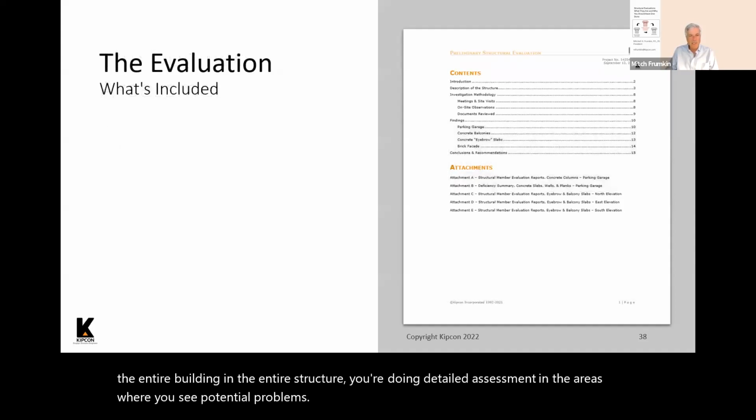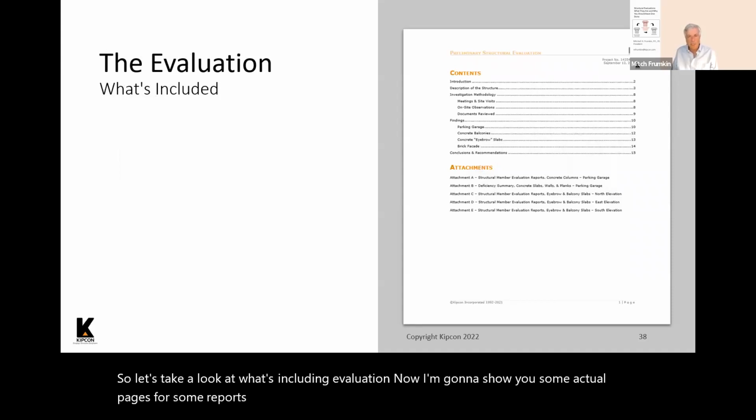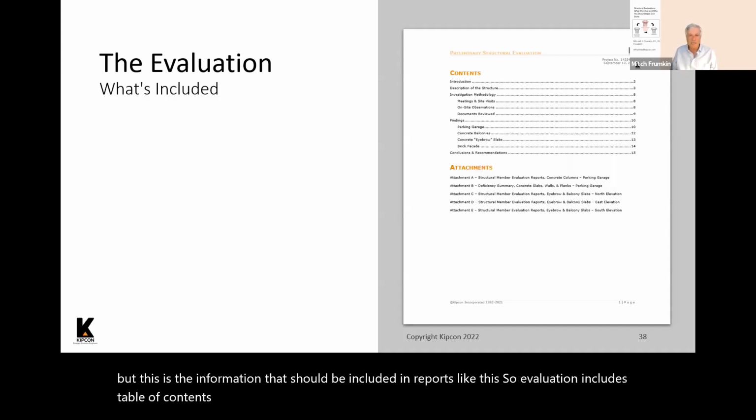So now let's take a look at what's included in an evaluation. Now I'm going to show you some actual pages from some reports that we have done. Of course, this is a promotional presentation, but this is the information that should be included in reports like this. So the evaluation includes a table of contents. For each of these items in the table of contents, I'm going to go through and show you what it means and what's included.